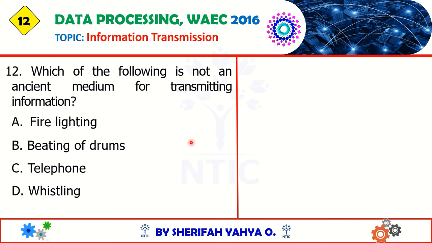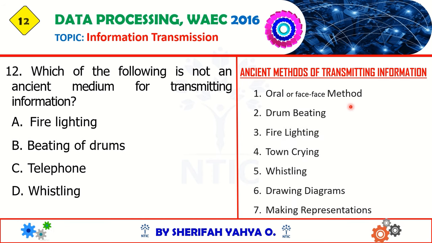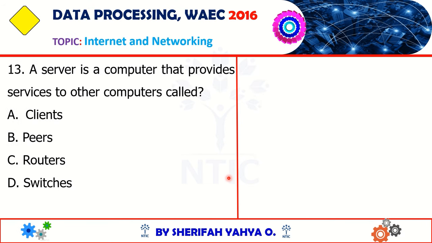Number 12. Which of the following is not an ancient method of transmitting information? Yes, let's go back to information transmission. What are the ancient methods of transmitting information? One, we have the oral method, drum beating, fire lighting, town crying, whistling, drawing diagrams, and making representation. Then from the options, we have fire lighting, yes, it's part of it, beating drum, one of it, telephone, no, whistling, yes. So therefore, our answer is C.